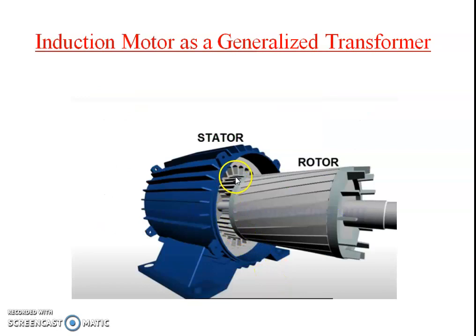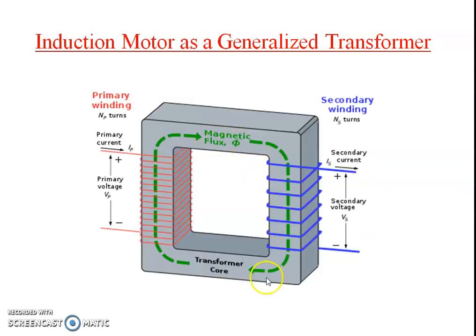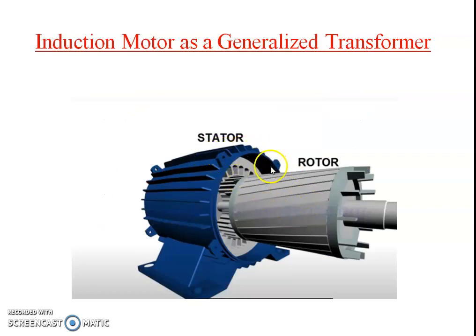But in the case of the induction motor, whatever flux is produced by the stator winding is transferred to the rotor through the air gap. So this air gap is equal to the transformer core. In the transformer, the transformer core is used to send the primary flux towards the secondary. But in the induction motor, the air gap is used to supply the stator flux towards the rotor.